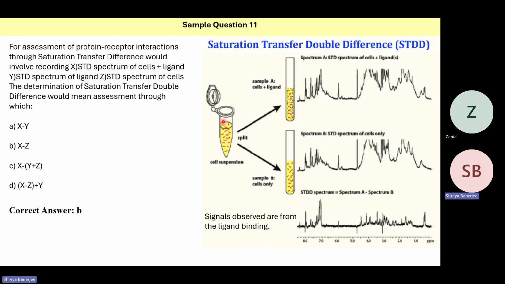And these are used mainly for proteins where you are not able to separate it out from the cell, for example, like membrane proteins. So for the saturation transfer double difference, you take the STD spectra of cell and ligand, that is X, and you subtract the STD spectra of cells, that is Z. So X minus Z, that is the correct answer, is option B.